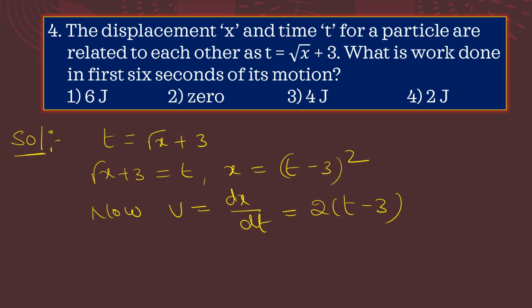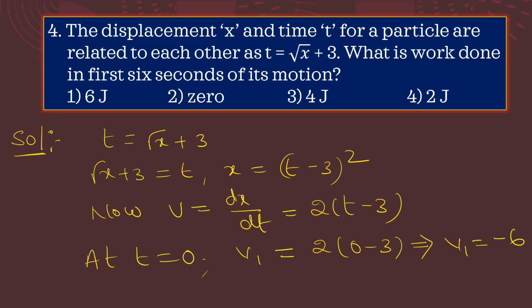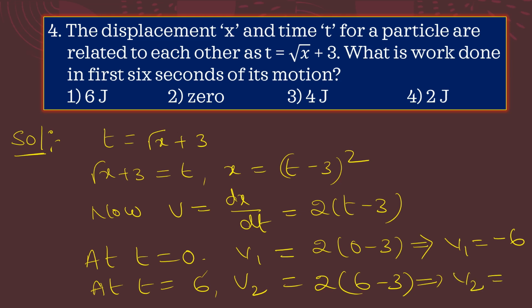Now at t equals 0, v1 is equal to, substituting 0 in the place of t, 2 of (0 minus 3), that implies v1 is equal to 2 into minus 3, which is minus 6. So v1 is minus 6. And next at t equals 6, v2 is equal to 2 of (6 minus 3). So 6 minus 3 is 3, 2 into 3 is 6. So v2 is plus 6.